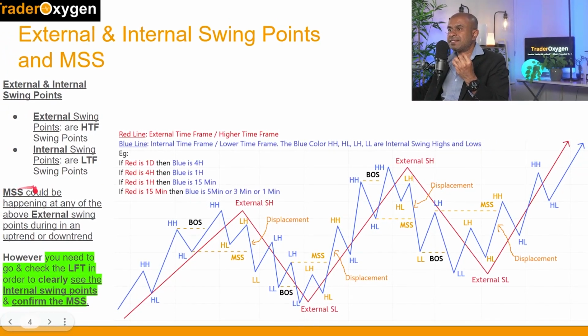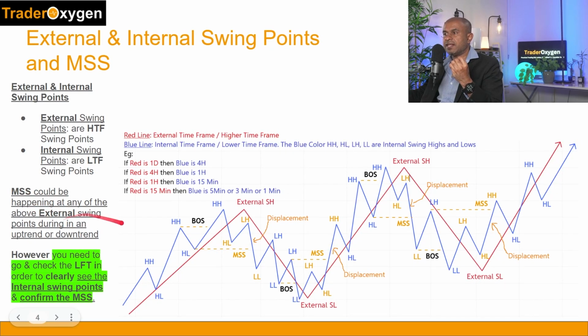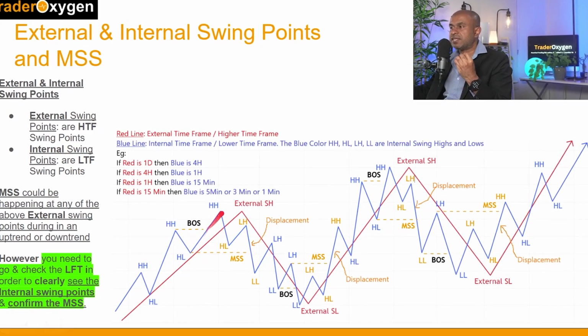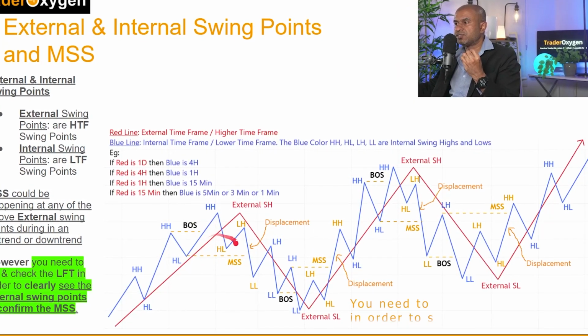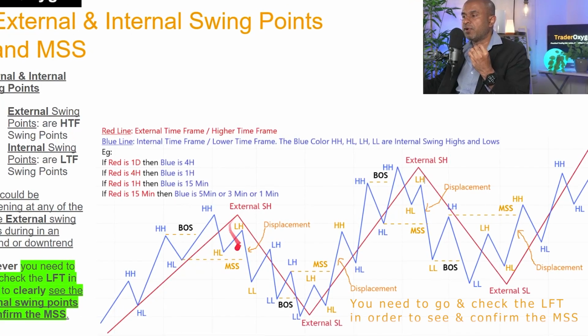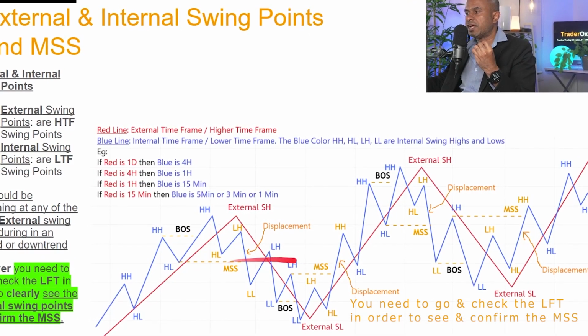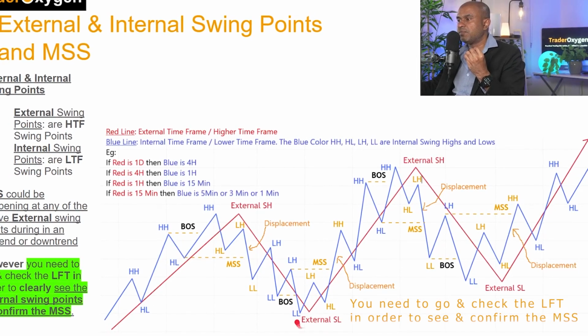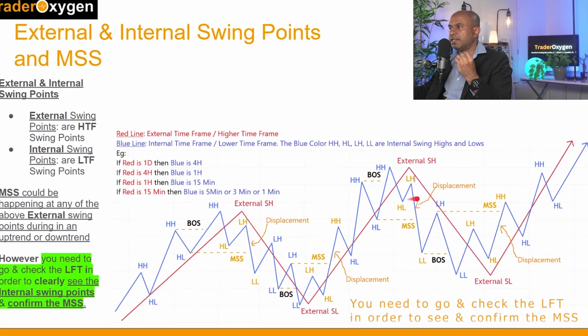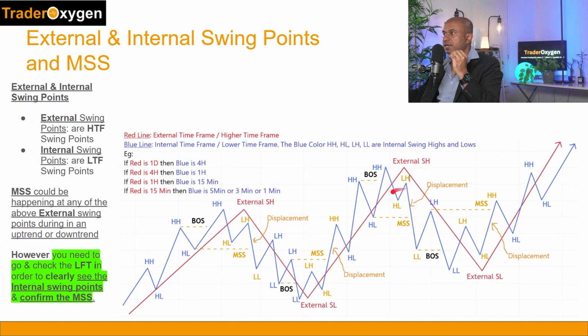15 minutes. So basically, the market structure shifts could be happening at the external swing points, at these external higher time frame swing points. However, you need to go to the lower time frame in order to clarify and see the internal swing points and confirm the market structure shift. So you need to go to the lower time frame and see if there's a market structure shift. As you can see, in the blue color area, there's a market structure shift here. So it's happening in the external swing point, but you confirm it by going to the lower time frame. Then again here, at the external swing point, you can see there's a market structure shift up. Again, you can see here, in the external swing point, there's a market structure shift down. Okay, let's see what's next.